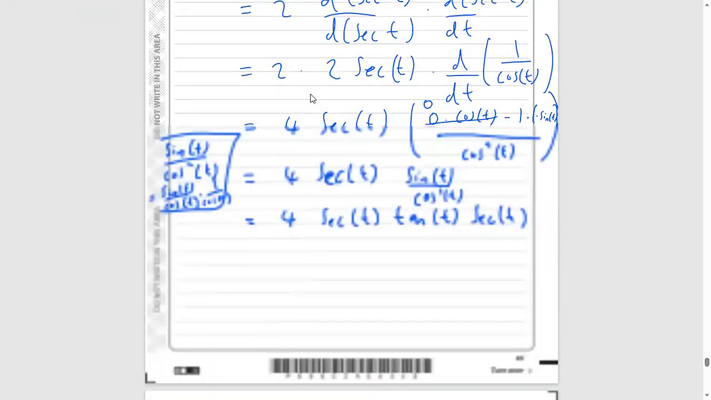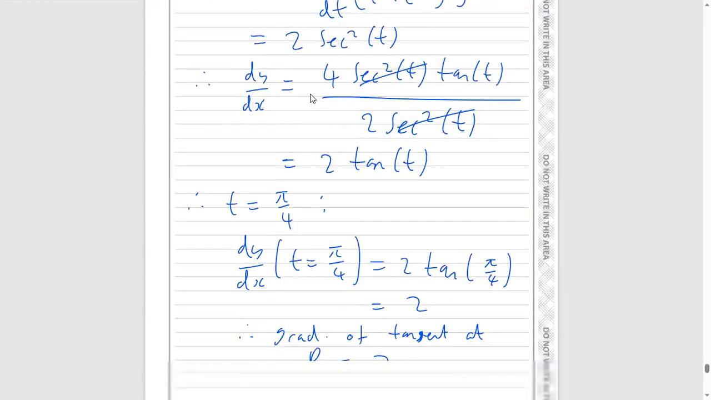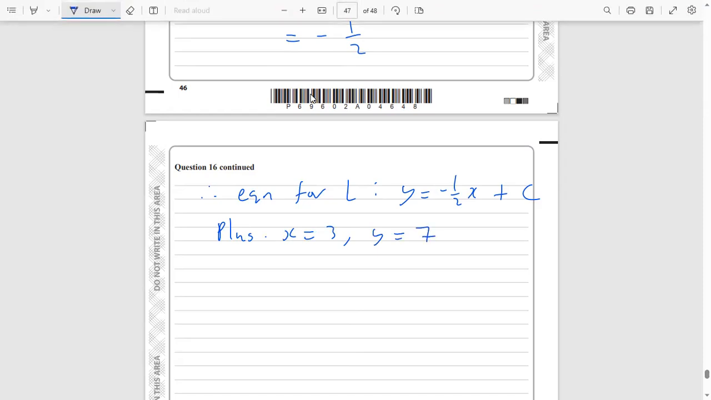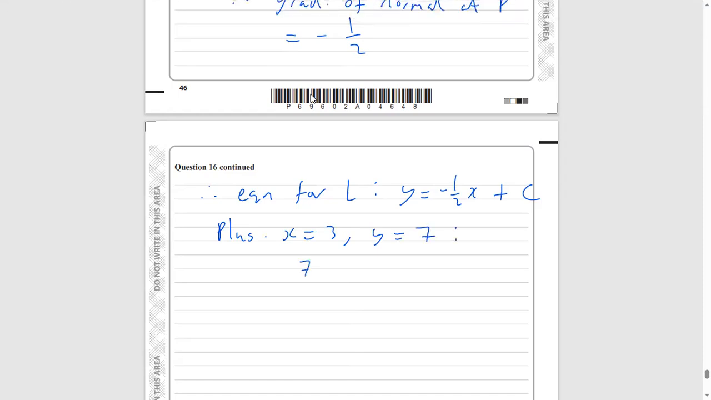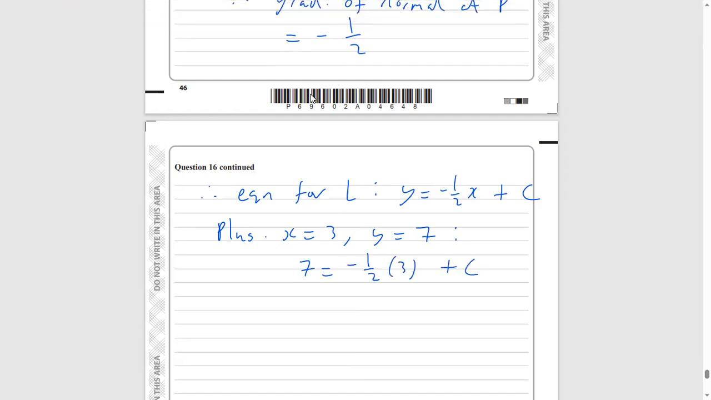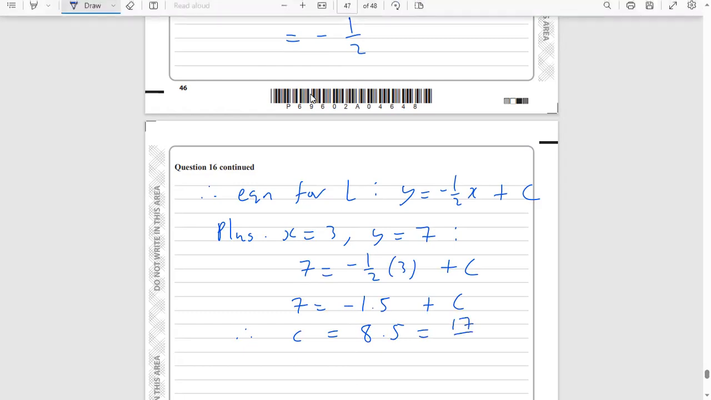Okay, so now we can plug this back into the equation of our normal line. So we're now going to plug in x equals 3, y equals 7 to work out this y-intercept value, this plus c. So you get 7 equals minus a half times 3 plus c. So therefore we get 7 equals minus 1.5 plus c. So therefore c is going to be 8.5. We just add the 1.5 to both sides. And that's the same as 17 over 2.